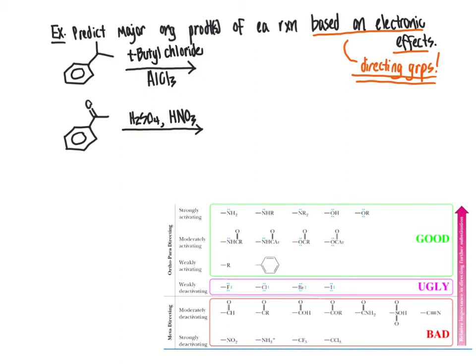where we are going to start with isopropyl benzene, react with tert-butyl chloride and aluminum trichloride. I encourage you to hit pause, try to sketch out what you would expect the product of this reaction to be to see if you are on the right track here. So I'm going to go ahead and draw out the product of this reaction.